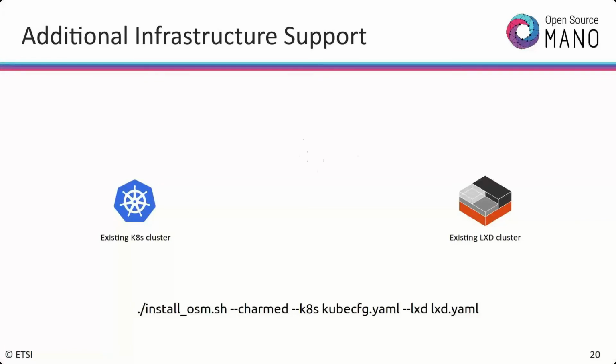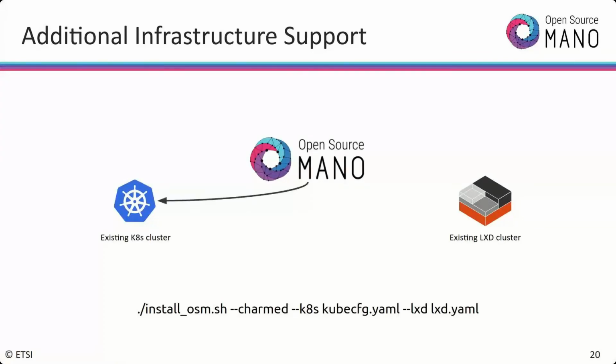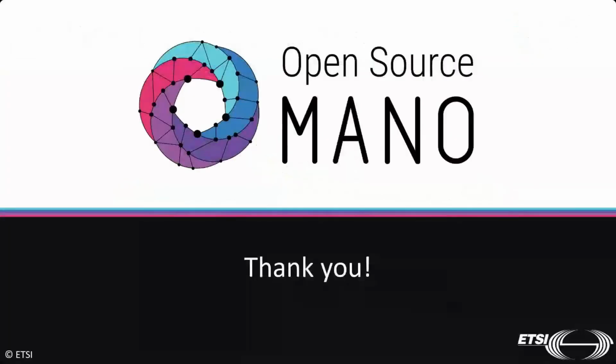So when the install script goes to run and it sees, oh, you've given me a kubeconfig YAML, it's not going to attempt to install K8s or any form of Kubernetes, but instead will deploy the OSM pods directly to that existing K8s cluster. Same thing if you gave it LXD cluster information. When it goes to deploy any proxy charms, it will use your existing LXD cluster instead of trying to configure a LXD cluster locally. So with that, I think I'm over time, but I am done.